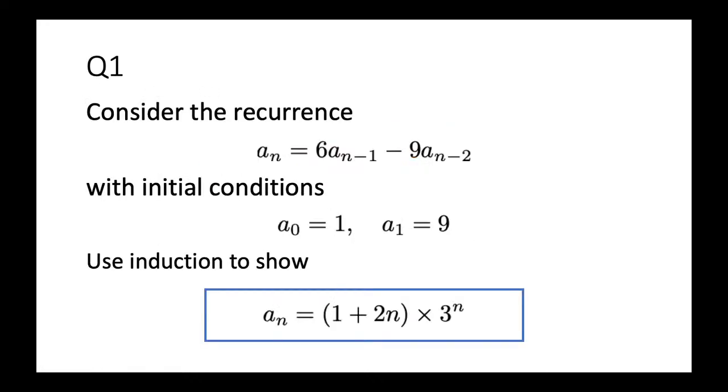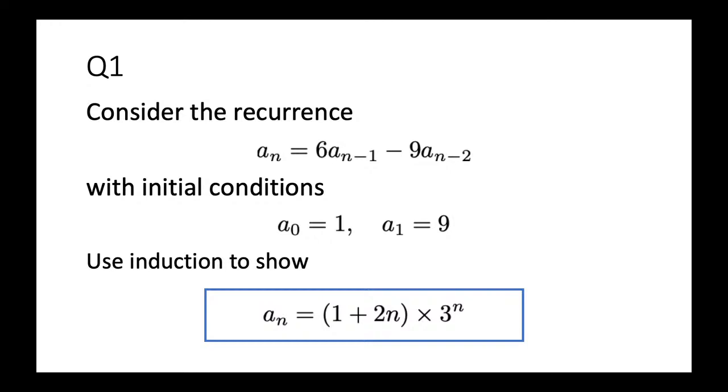So the first question is an exercise question. It also appeared in last year's exam, so a similar flavor appears in last year's exam. We have this recurrence relation: a_n is equal to 6 times a_(n-1) minus 9 times a_(n-2), and we know that a_0 is equal to 1 and a_1 is equal to 9. This question asks us to show, using induction, that a_n is equal to (1 + 2n) multiplied by 3 to the power n for n greater than or equal to 0. So how can we show this?